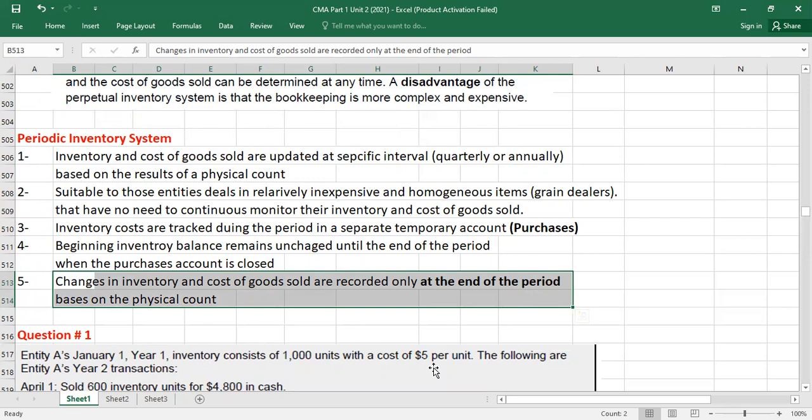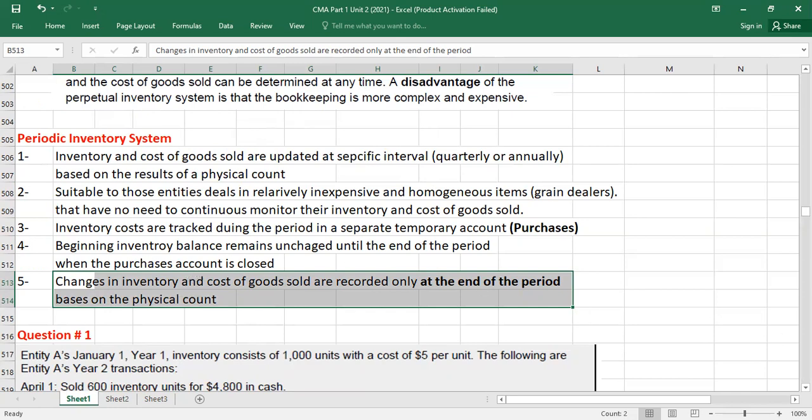Here, when you make any sale under the periodic inventory system, you will just record the sales with the sale price. Usually we pass the entry debit cash or receivable, credit sales. But we will not record the cost of goods sold at that time. Under perpetual, as I told you, you have to record the sales plus cost of goods sold together, but here you will just record the sale.